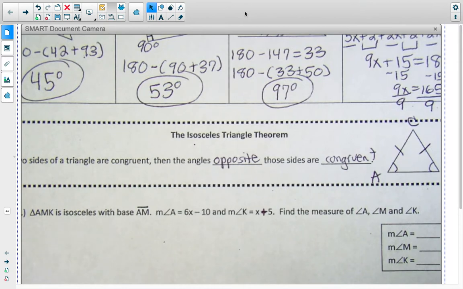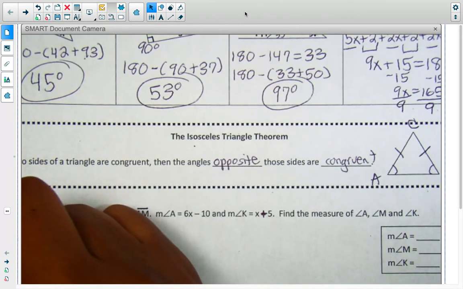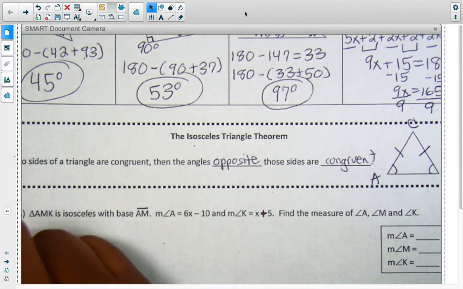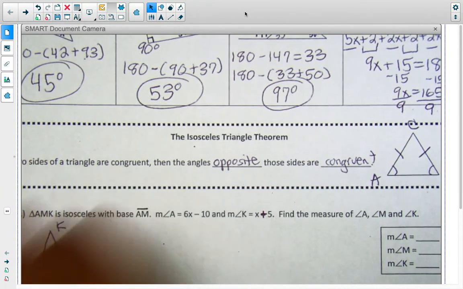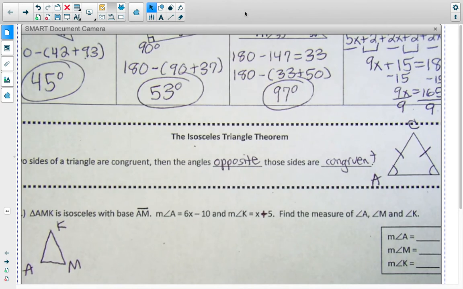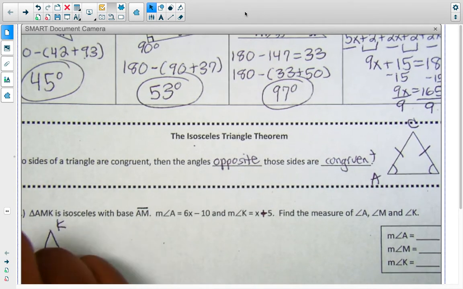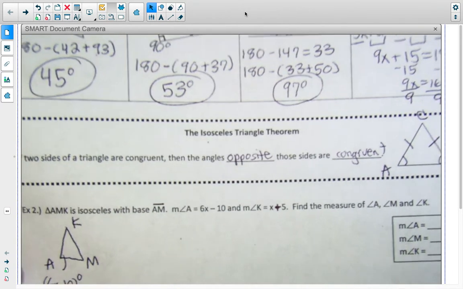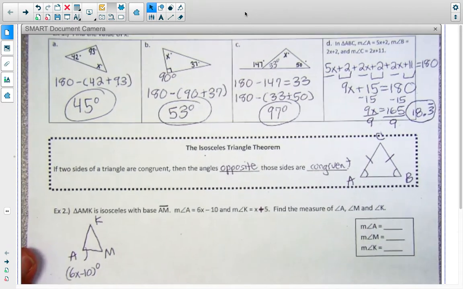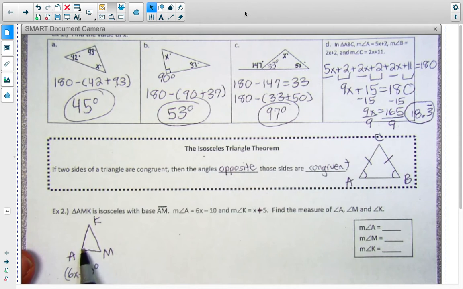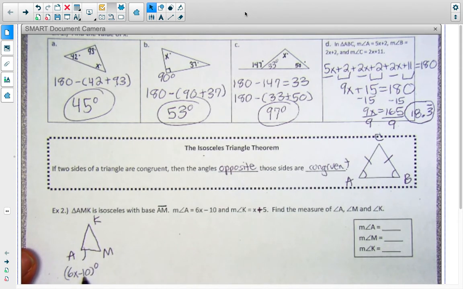So let's definitely draw a picture so we can get an idea of what's going on. And we're going to label this A, M, K. Let's see what we know so far. We know that the measure of angle A is 6x minus 10, so I'm going to label this angle 6x minus 10. Then if I keep going, we know that the measure of angle K is x plus 5.